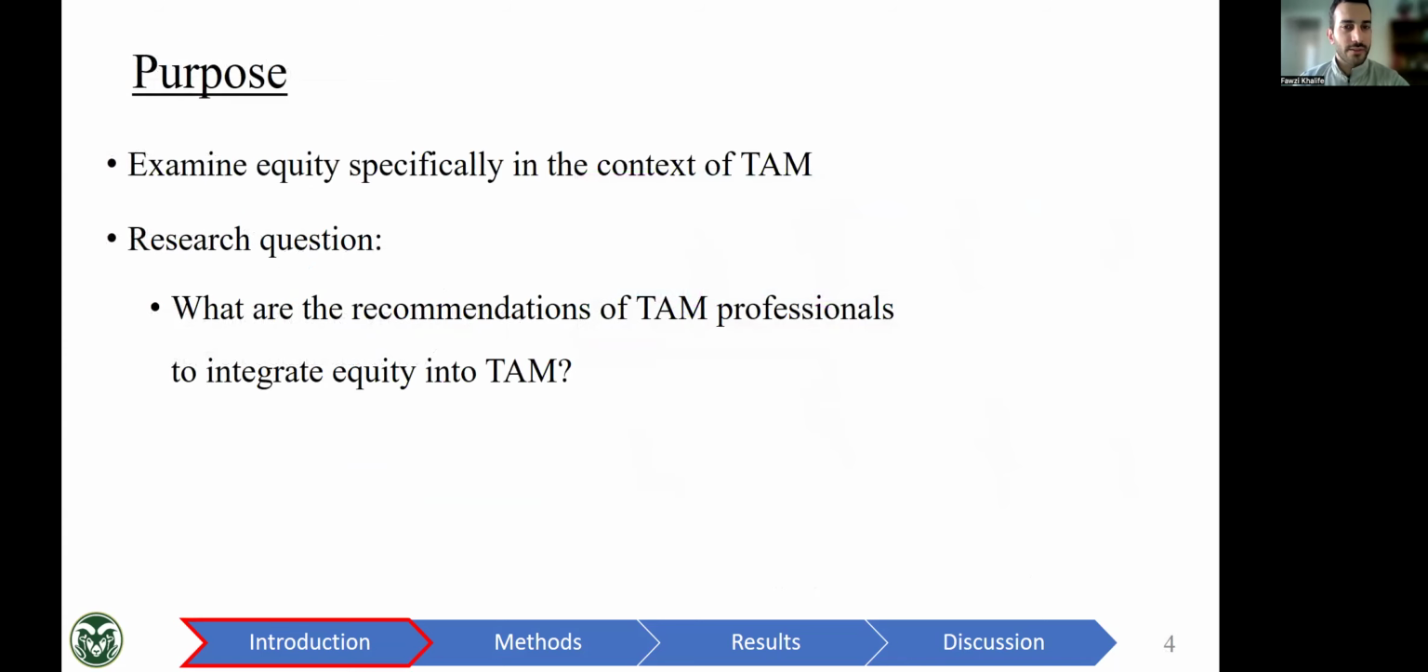So the purpose of this research, and specifically this presentation, is to present some of the recommendations by transportation asset management professionals and transportation professionals on how to integrate equity into this field.